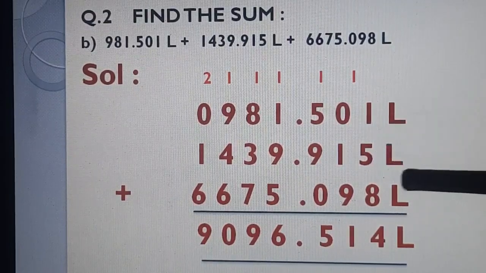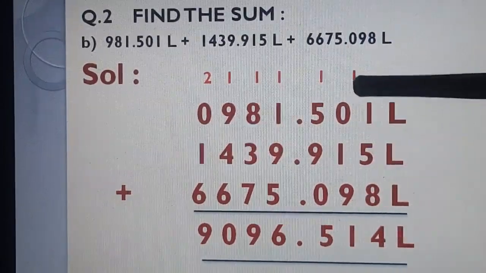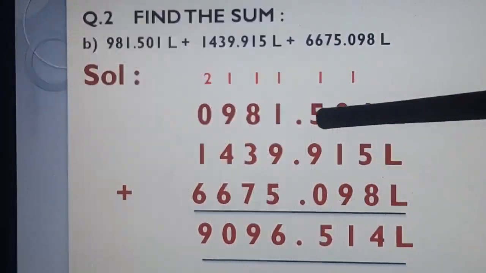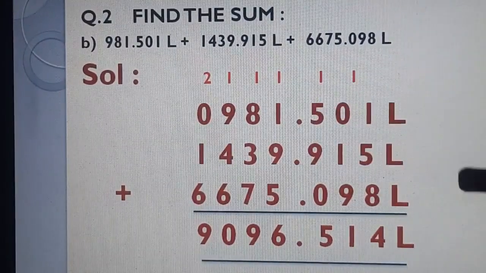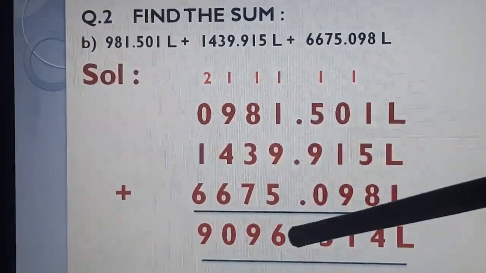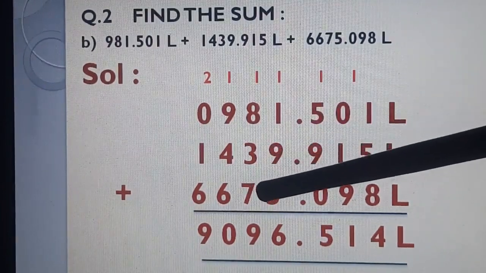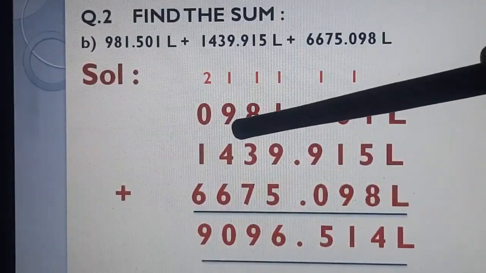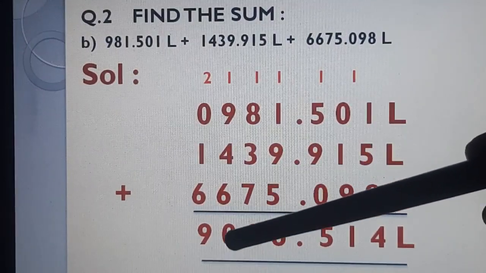1 plus 5, 6. 6 plus 8, 14. 4, 1 carry. 1 plus 9, 10. 10 plus 1, 11. 1 carry. 9 plus 5, 14. 14 plus 1, 15. 5, 1 carry. 1 plus 9, 10. 10 plus 5, 15. 15 plus 1, 16. 6, 1 carry. 8 plus 3, 11. 11 plus 7, 18. 18 plus 1, 19. 9, 1 carry. 9 plus 4, 13. 13 plus 6, 19.